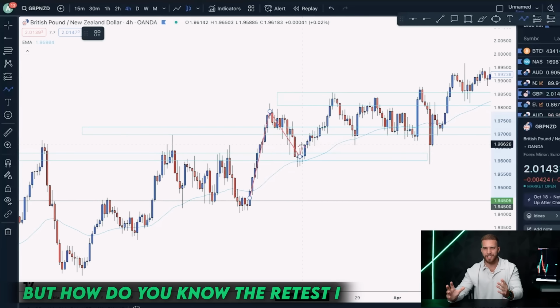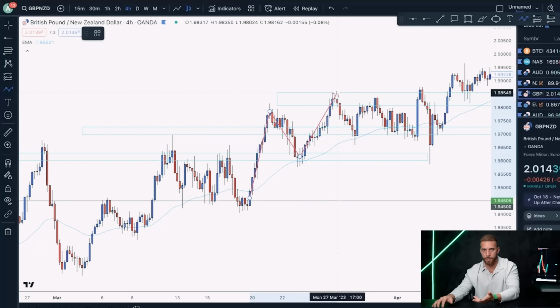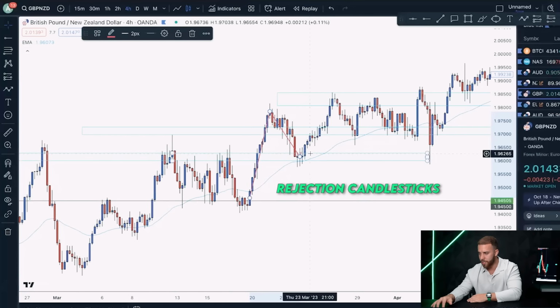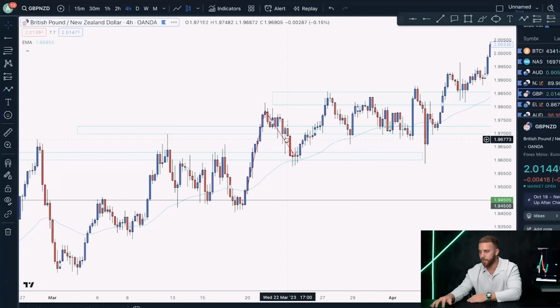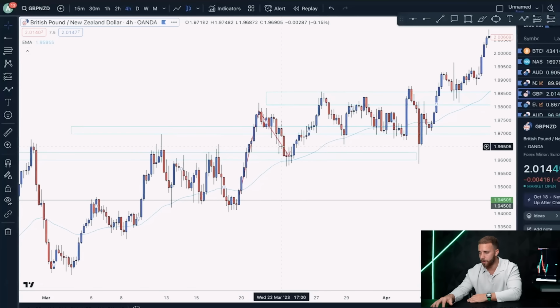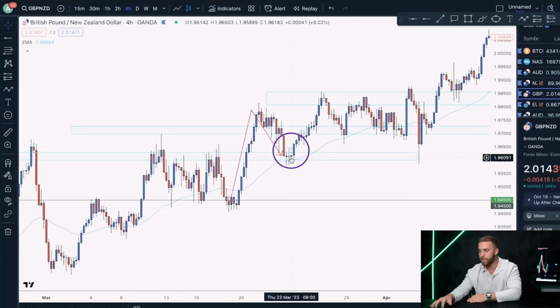But how do you know the retest is done? How do you know that this is the area where you're now going to reject from and have a higher high move? Well, very simple, because you have rejection candlesticks, and it does not get more clear than what you're seeing right here, which is a series of bullish engulfing morning star formation, which has 3 doji candlestick rejections, 1 bullish engulfing.